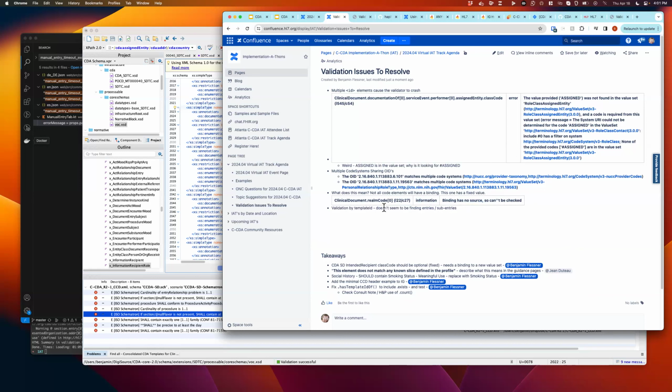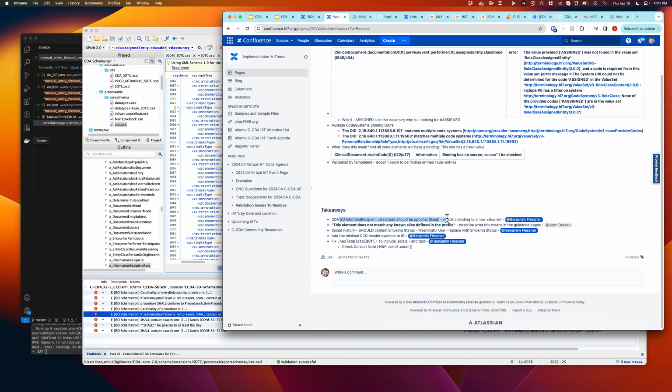And finally, the validation by template ID was working some of the time, but it wasn't working to find entries or sub entries. So I'm going to take that one offline a little bit, but otherwise raise that up to Graham.